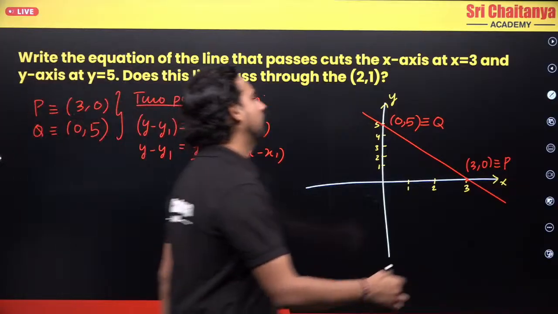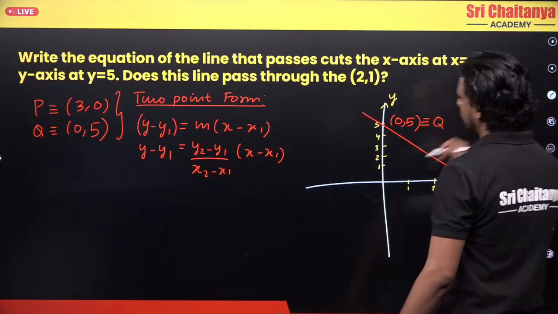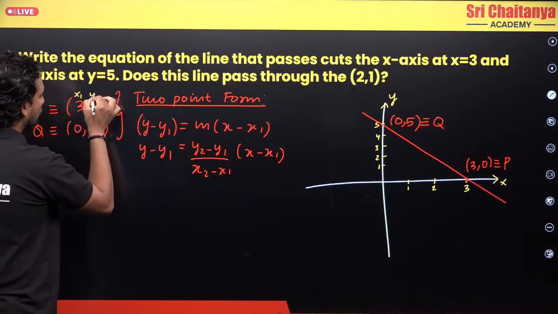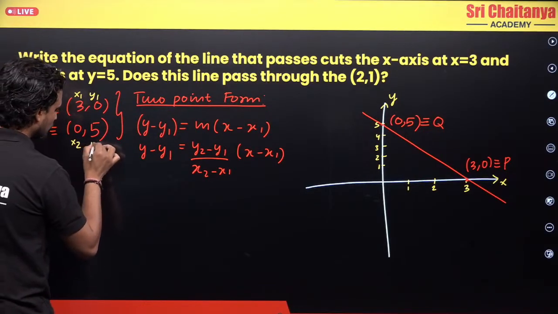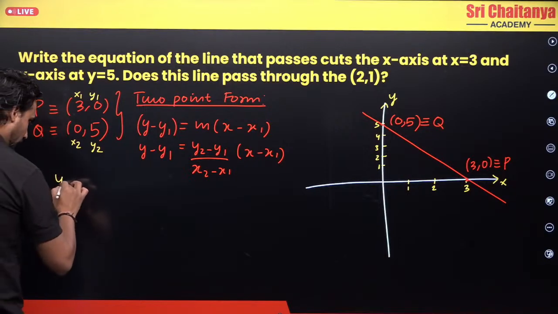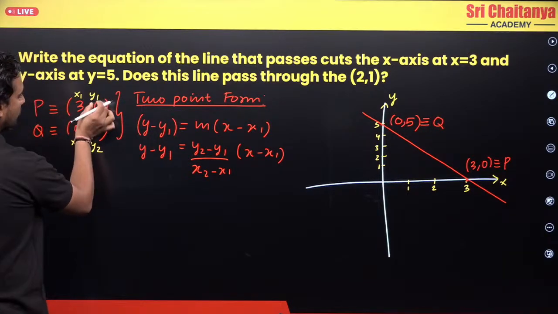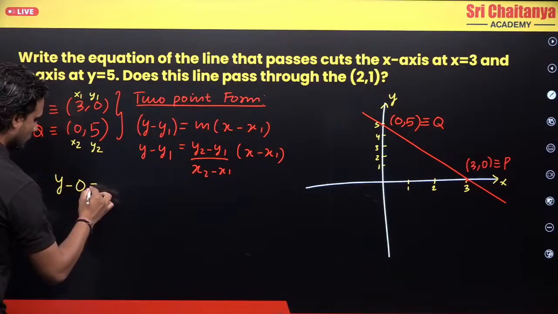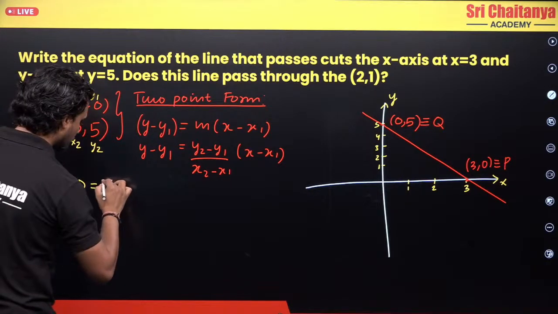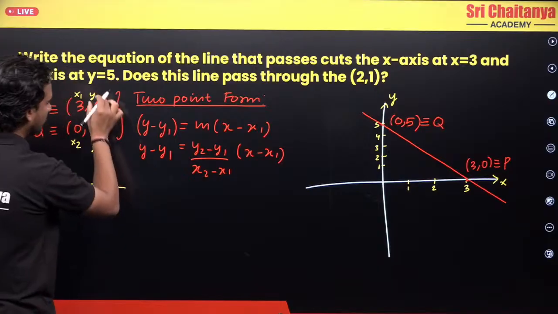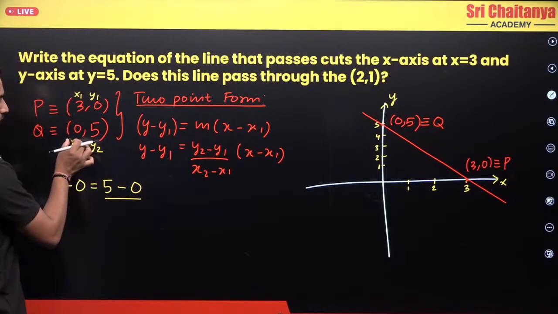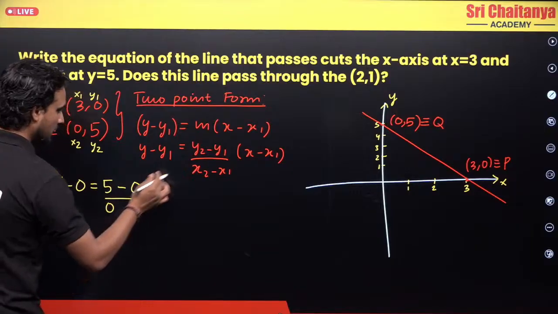So let's substitute the values here. First of all, let's name these: this is x1, y1, x2, y2. So if I substitute the values here, what will I get? I get y minus y1. What is y1? y1 is 0 here. It is equal to, now what is y2? The value of y2 is 5, minus y1, which is 0, upon, what is x2? x2 is 0, minus x1.